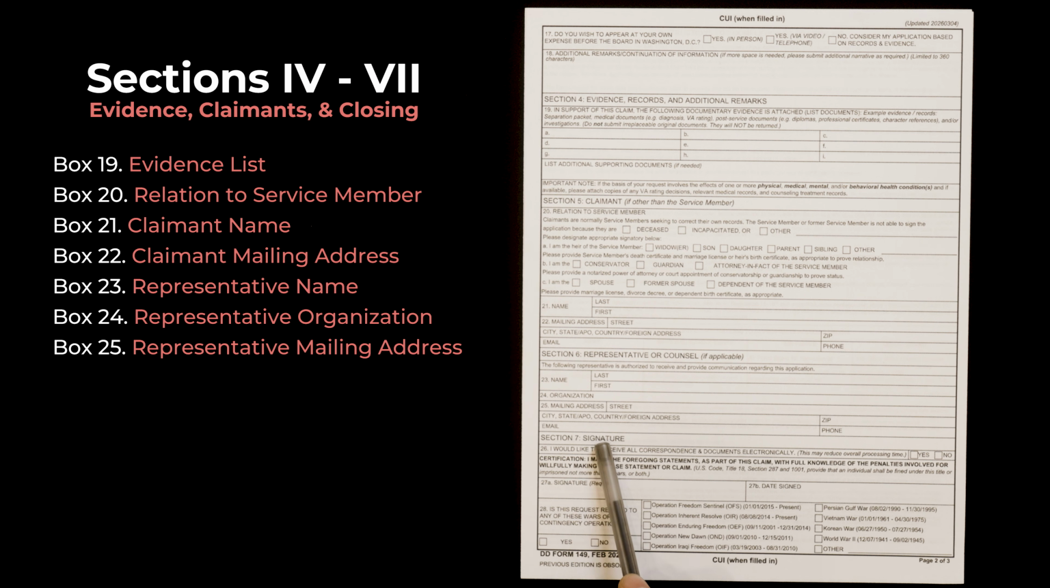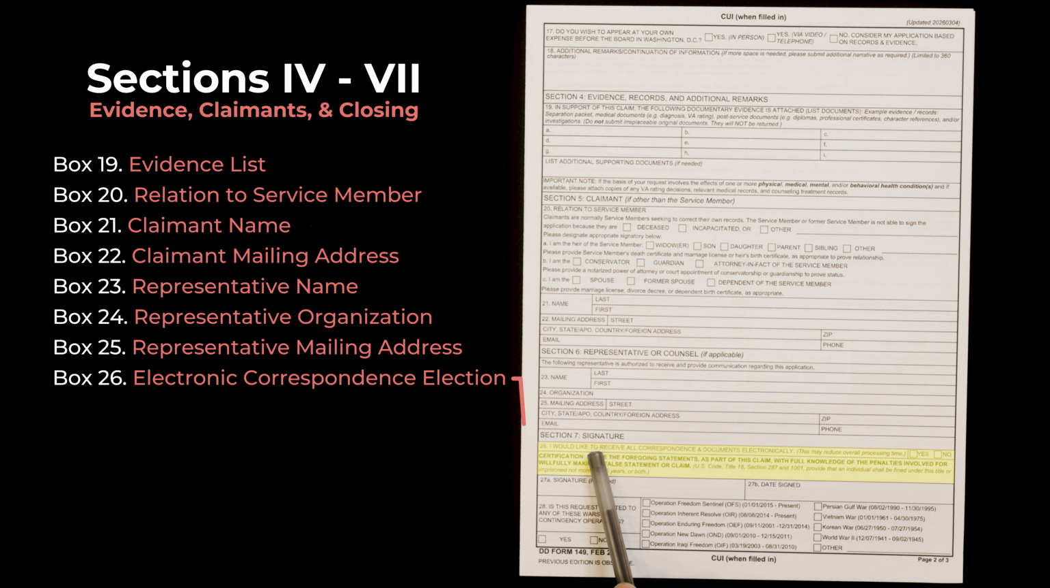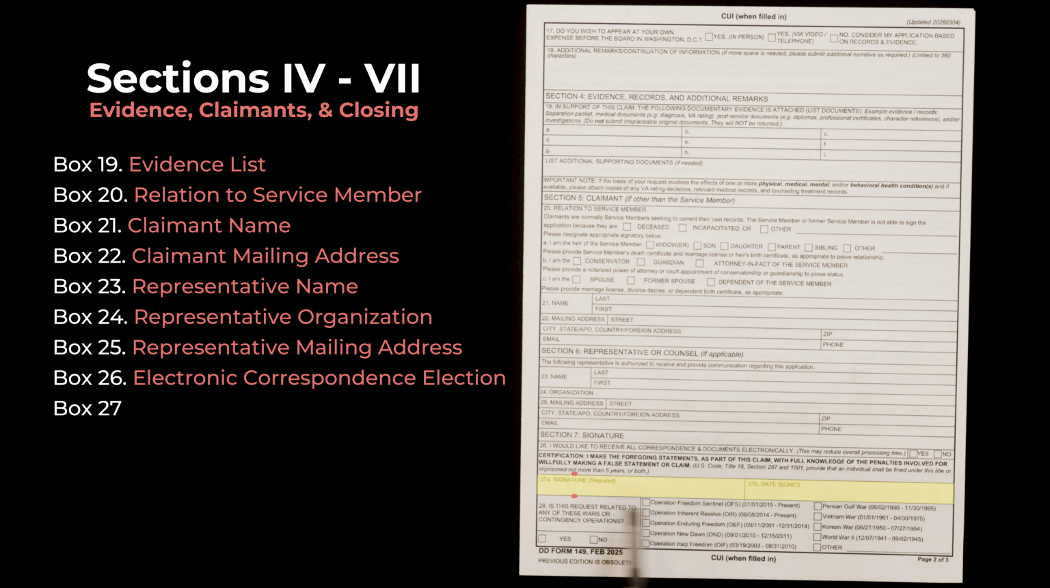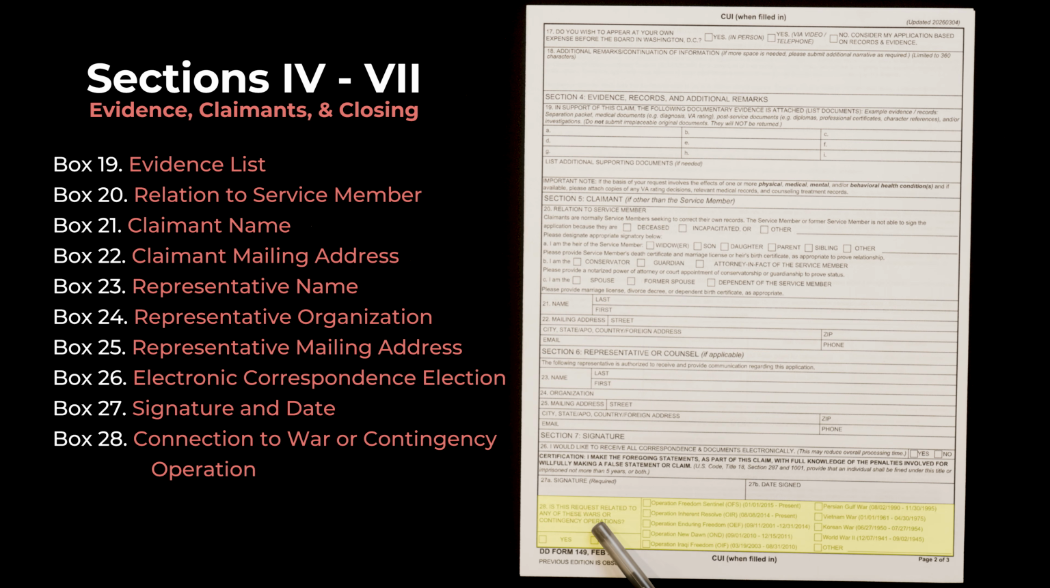Section 7 is your signature, and box 26 sits right at the top of it. Check yes on electronic correspondence. It can reduce your overall processing time, and there is no reason not to do it. The service member or the authorized claimant must sign box 27A and date it in 27B. If you're signing on behalf of a deceased or incapacitated veteran, your documentation from Section 5 has to be in that envelope. Box 28 asks whether your request is connected to a specific war or contingency operation.